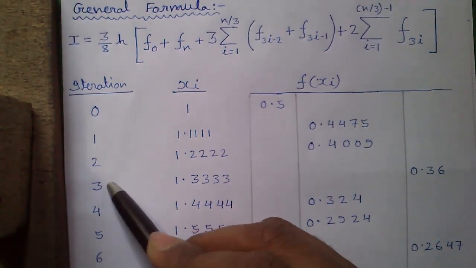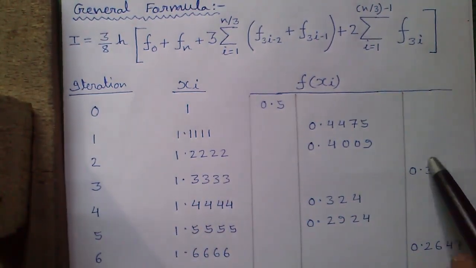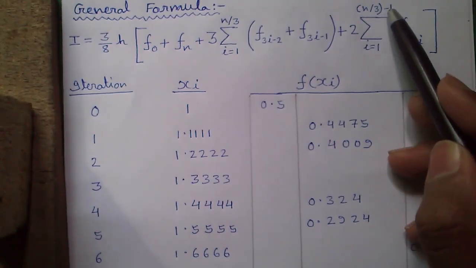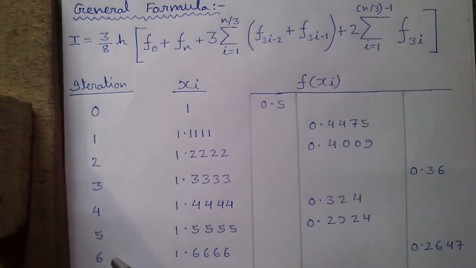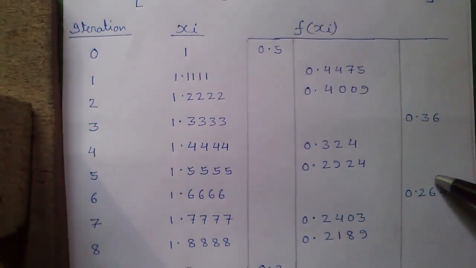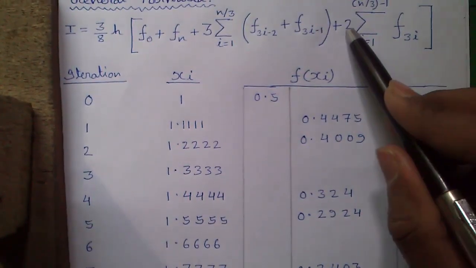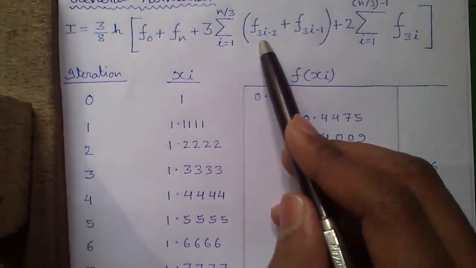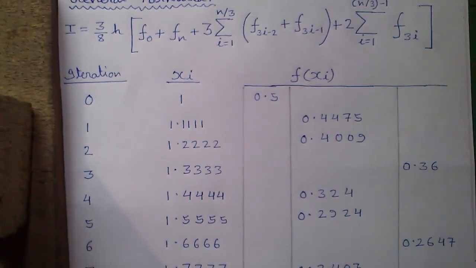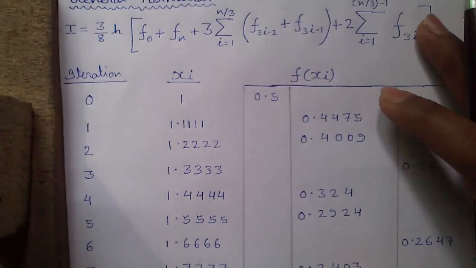So we will write our third iteration value in the third column. And for i equals 2, 3 into 2, 6. So we will write our sixth iteration value in the second column. And we will add these values and multiply them by 2 according to the formula. So as you have understood the Simpson 3/8 rule, let's proceed to the calculation.